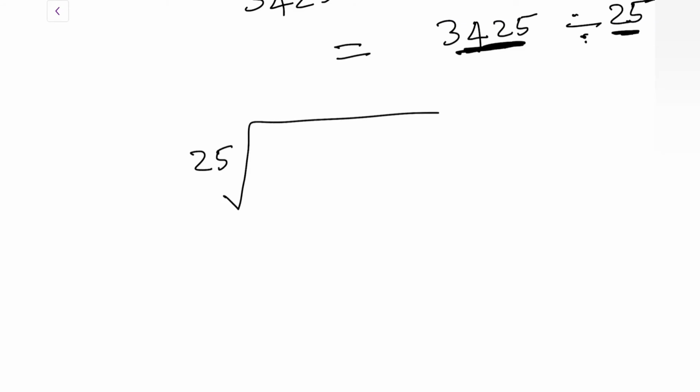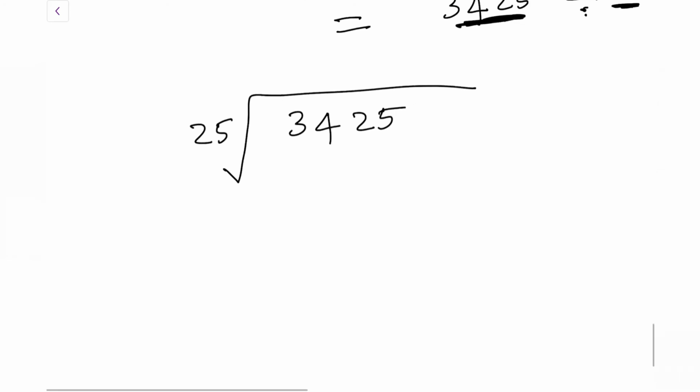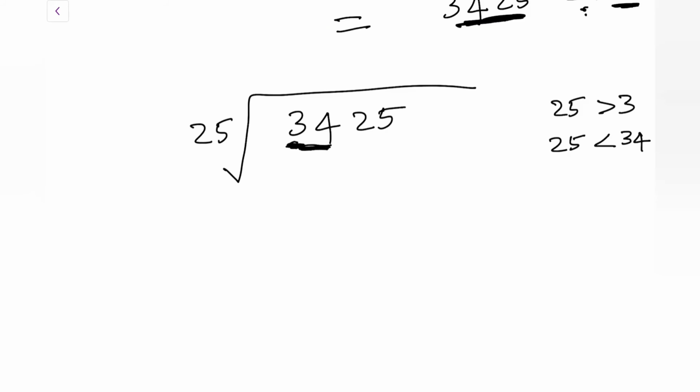25 and 3425 is here. So how do you work this out? The first thing is, you need to look at the first digit. In here it is 3. So if you can see, 25 is greater than 3. Alright, it needs to be lesser or equal. So you need to take the next digit as well. Let's take 34. Here you can see 25 is lesser than 34. So you can start working with 34.